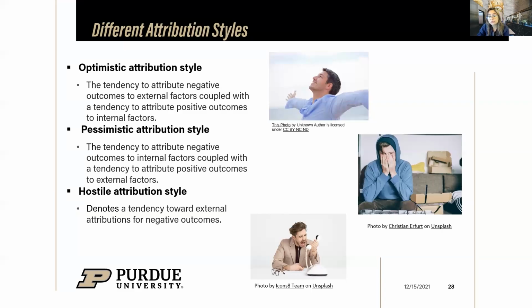A hostile attribution style is similar to the optimistic style in that it denotes a tendency towards external attributions for negative outcomes. The two styles differ in that the external attributions for undesirable events associated with the hostile style are also stable in nature.